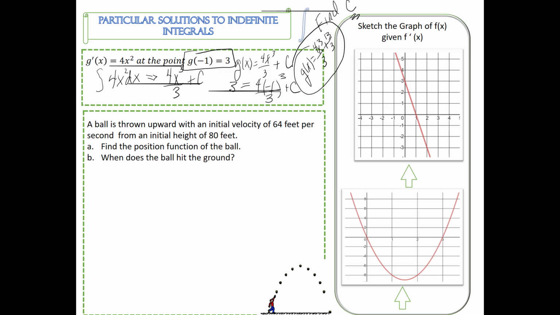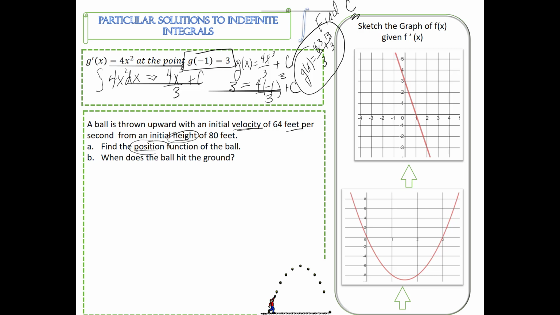So let's start by talking about what unit we're in. We're in feet per second. So I know that I'm throwing the ball with initial velocity of 64 feet per second. So we have a velocity. We're going to be talking about a velocity function. And then we have a height, which is also the position. So the height and the position function go together because height is position.